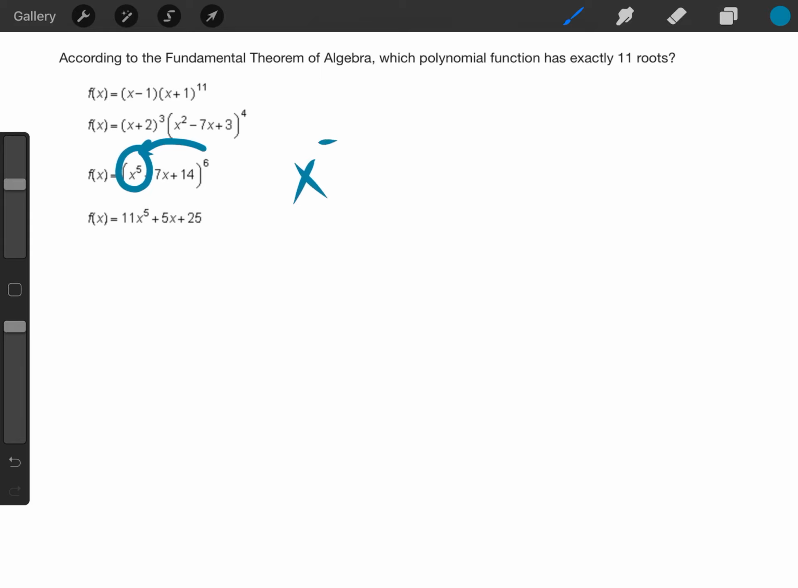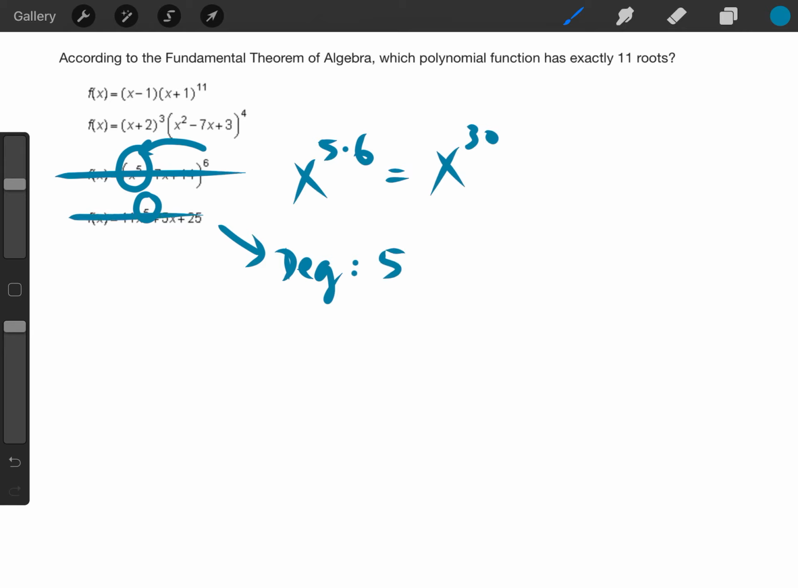In this case, this is going to be x to the 5th power times 6 power, which is going to be x to the 30th power. So this one cannot be correct. Okay, so you just kind of pick and choose. I'm going to do all the ones that are not correct first. So this one is power of 5, right? Which means that the degree is 5. So it only has 5 roots.